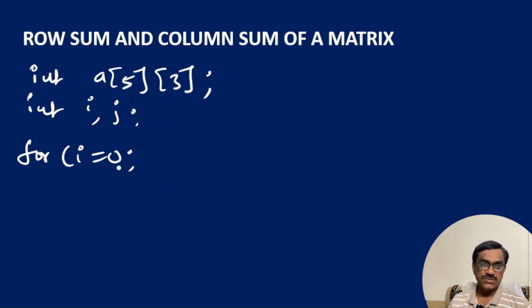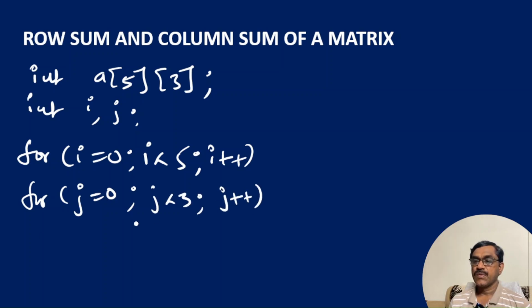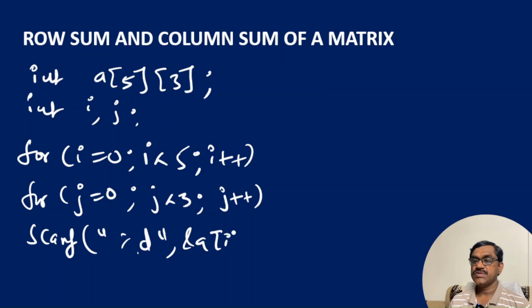Why? Because the starting index, or the counting of elements of an array, starts with 0. So that's why we say i equals 0, and we say i is less than 5. The dimension I'm taking here is 5. Next we say i plus plus, and next we say for j equals 0 and j is less than 3, j plus plus. After that, we have used the scanf statement, percentage %d in double quotes, ampersand a of ij. So this is the logic we have used to read the elements from the keyboard, right?